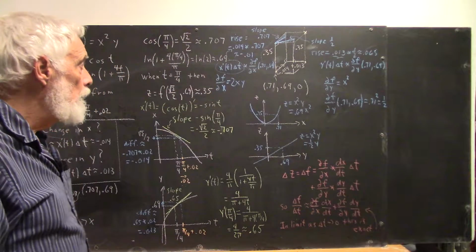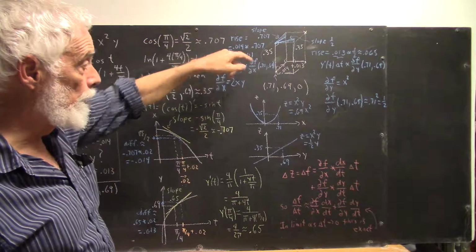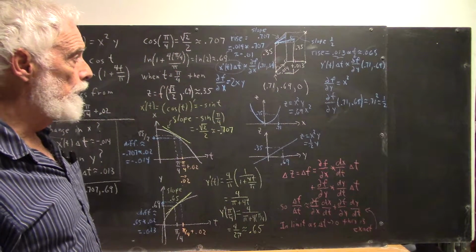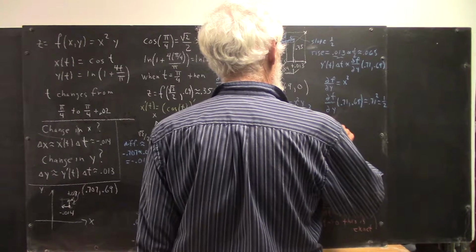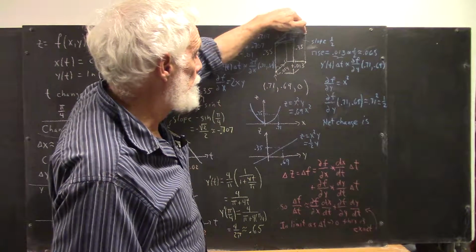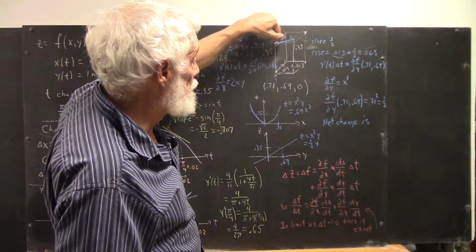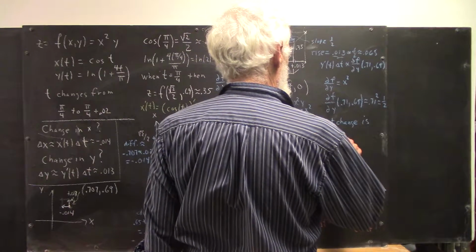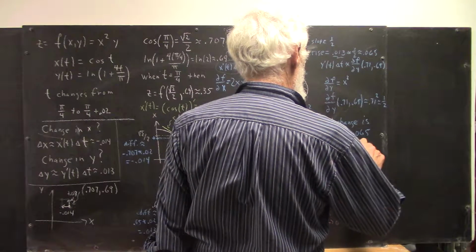So there's our result for the change as we move in this direction. The change is negative 0.01. And the change as we move in this direction is 0.065. So the net change: if we move from here to here, we go down 0.01. If we move from here to here, we expect that we go up by 0.065, and that would give us a net change of negative 0.01 plus 0.065, which is then 0.055.